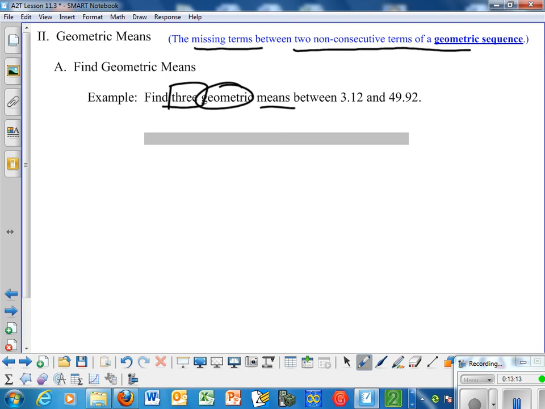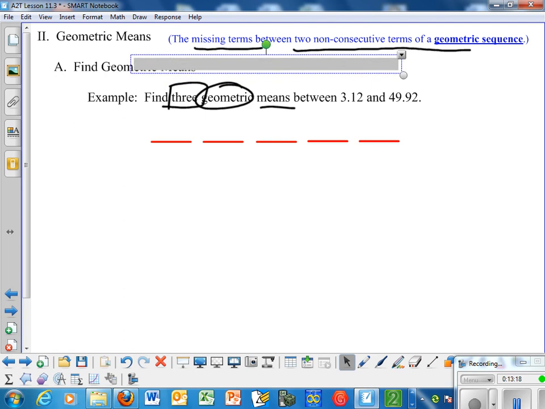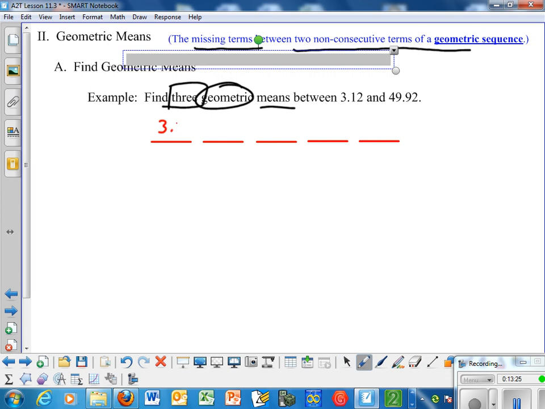So what this really means, let me uncover this, is the first term is 3.12, 49.92, and then there are 3 blanks in between them. So this is A1. If there's 3 missing terms, this would be A5. It would also mean that this is, in this case, the last term, because we're going to use the formula.